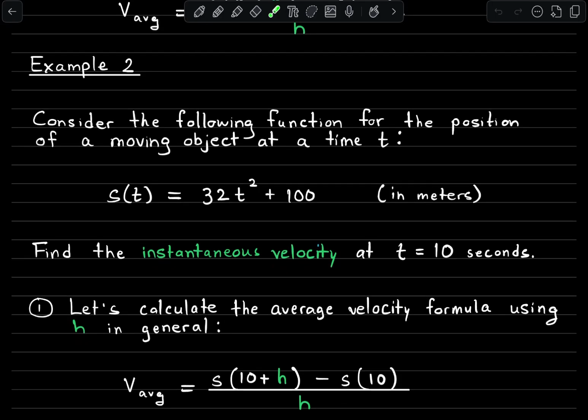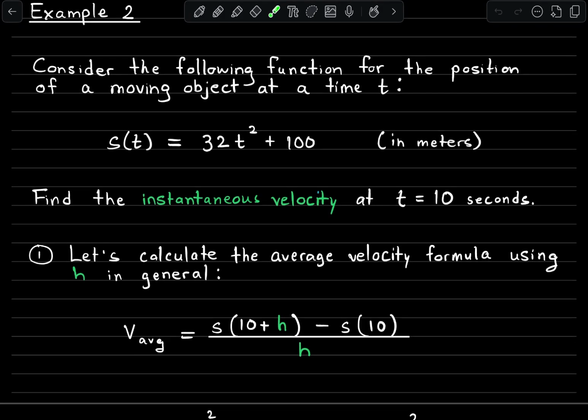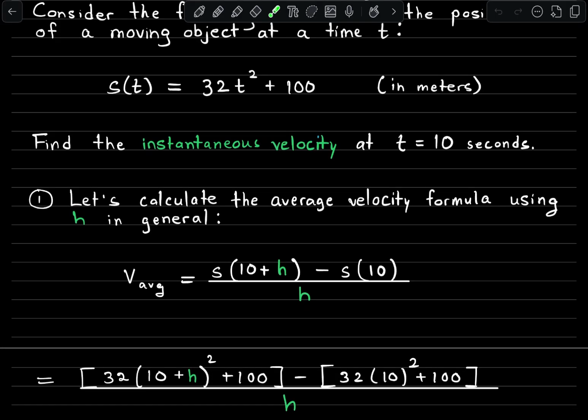So the average velocity is going to be s of 10 plus h, at some general ending time, minus s of 10 at our starting point, divided by h. Let's go ahead and plug in 10 plus h and 10 into our position function, 32t squared plus 100. So we're substituting 10 plus h in here for t, and 10 here for t.